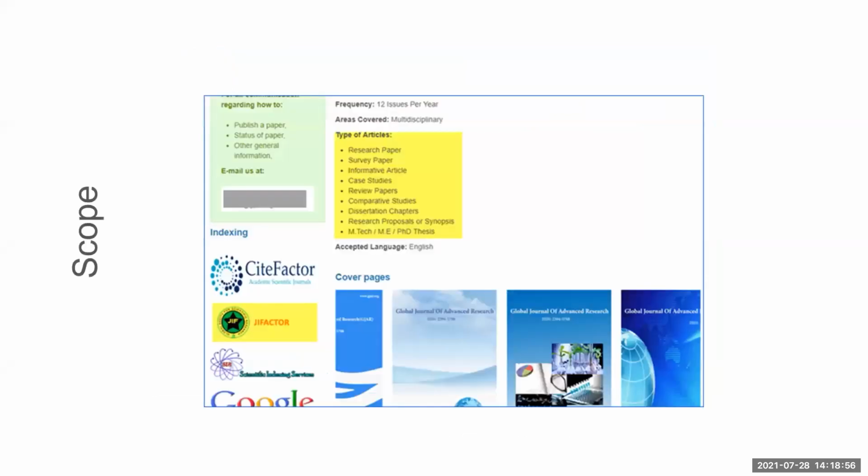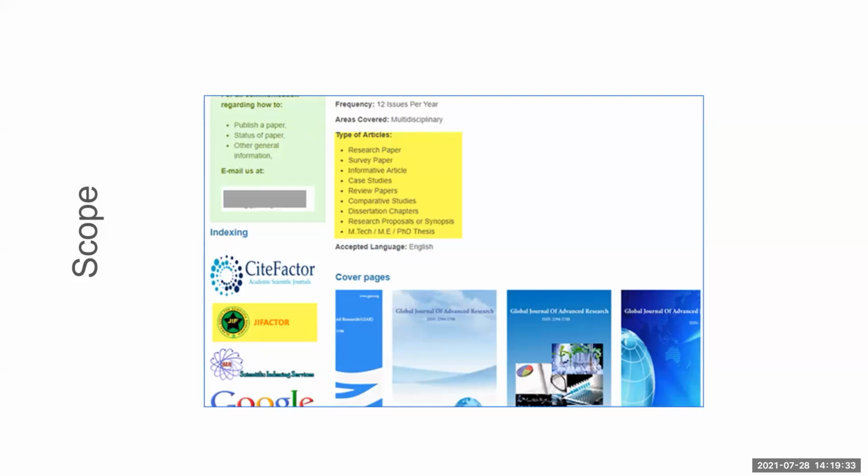And then the last example we have here, I hope you can see it nicely on the screen, is the type of article, so the aim and the scope of the journal. It says in terms of the scope, it accepts all types of articles, from research papers to review papers to dissertation chapters, research proposals, MTech, ME, PhD thesis. So this is really ridiculous in terms of the scope of types of material that it will publish.